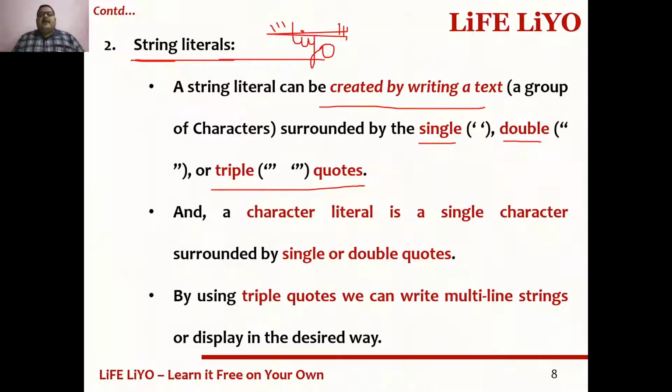Now, if we have a single character, say X, and you keep X inside single quotes, double quotes or triple quotes, then it is called a character literal. If you want to write a string over n number of lines, the same string over multiple lines, then we can use triple quotes. With the help of triple quotes, we can write multi-line strings.